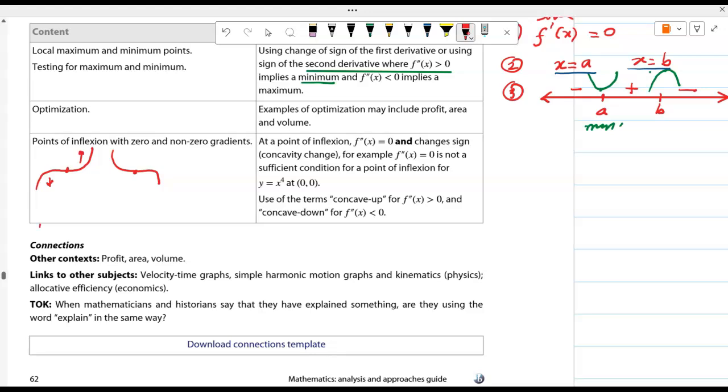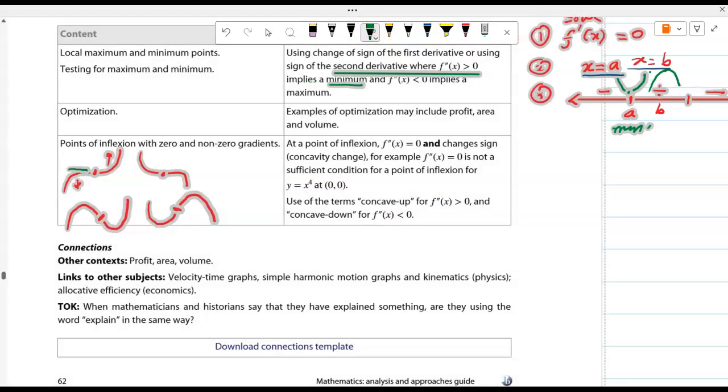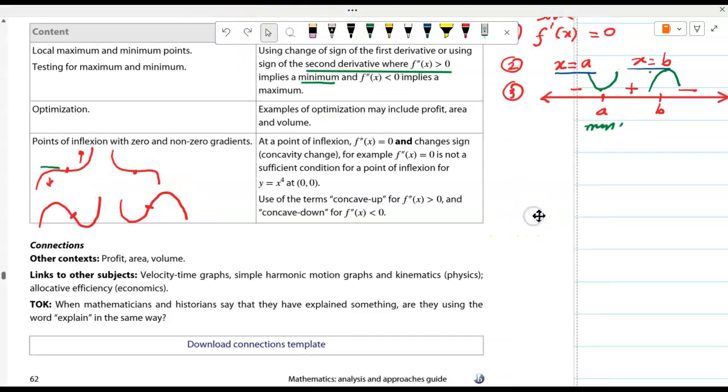You can have it like this also. So this is a point of inflection somewhere here, and this is a point of inflection here. See, this is concave down, this is concave up. It's concave up, then concave down. Now, this is your point of inflection with zero gradient. This is a point of inflection with zero gradient, the horizontal point of inflection. This is the non-zero gradient.